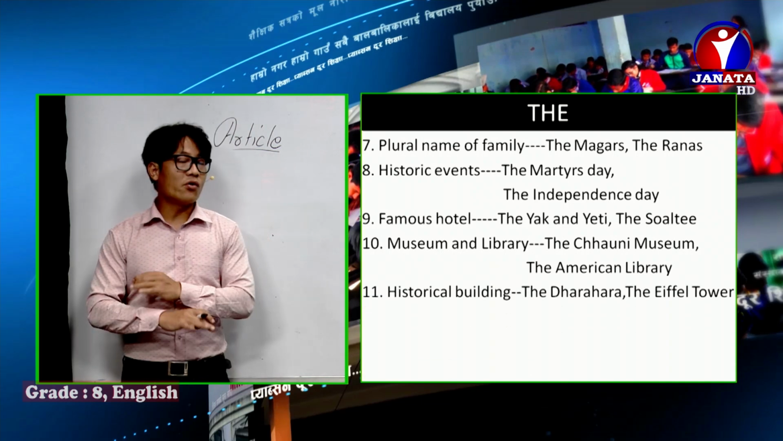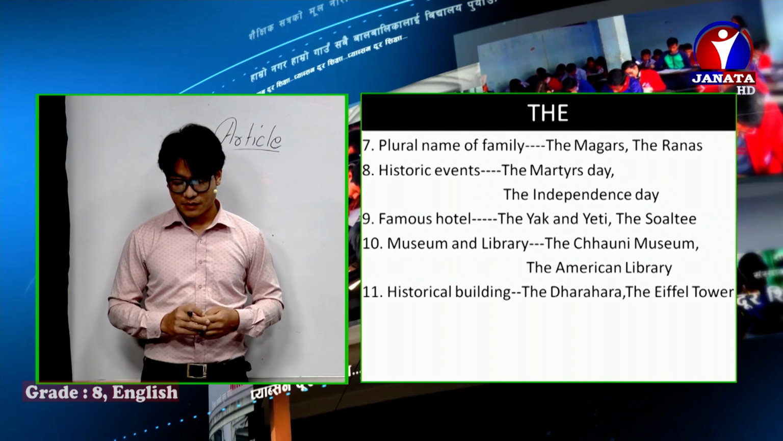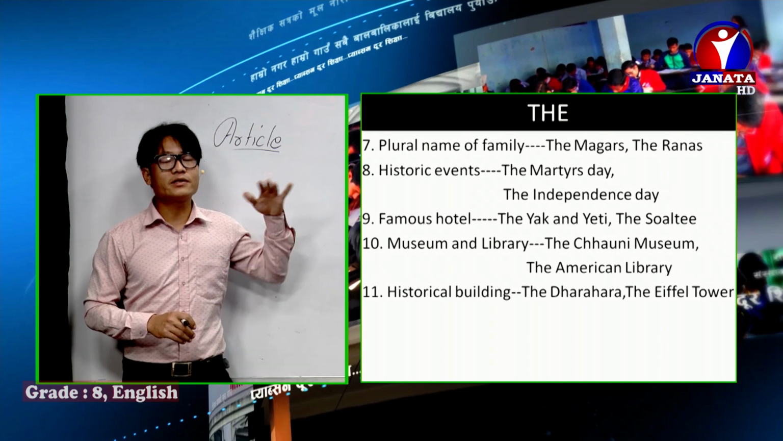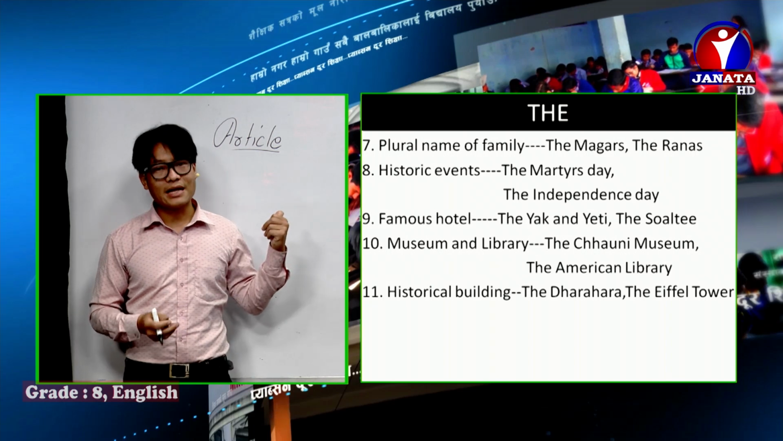Next is historical building, like the Dharahara, the Eiffel Tower, the Pashupati temples. These are historical buildings. So with a historical building, we use the article.